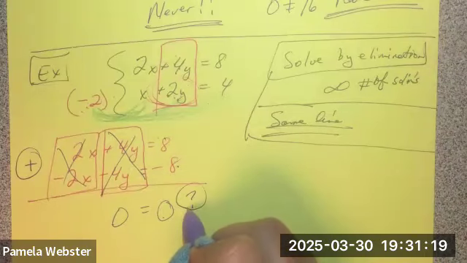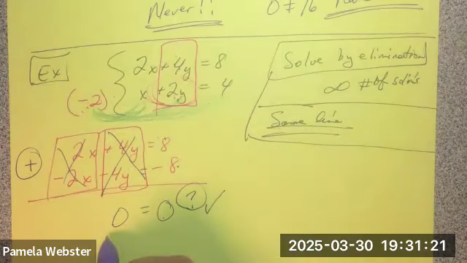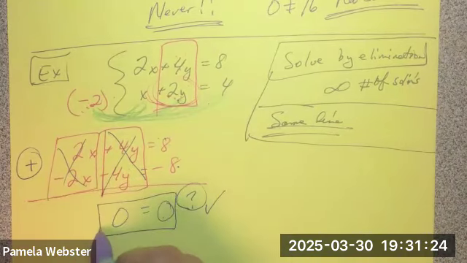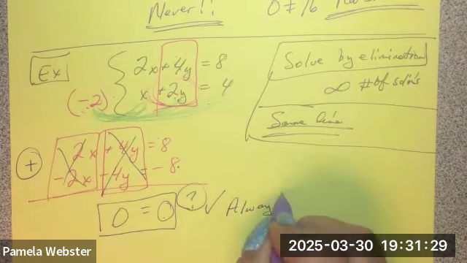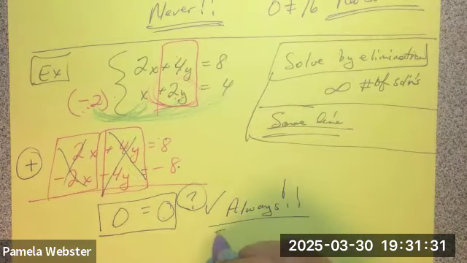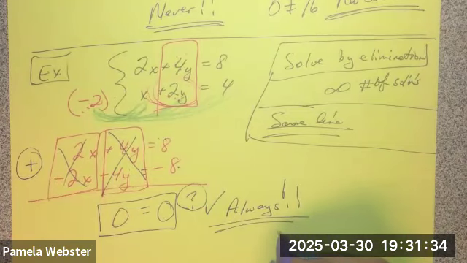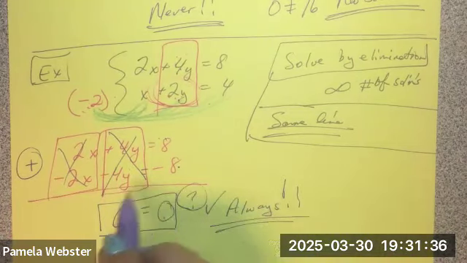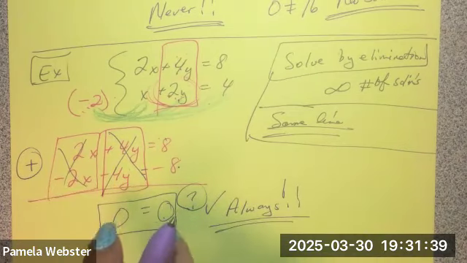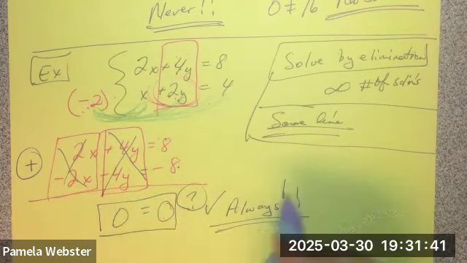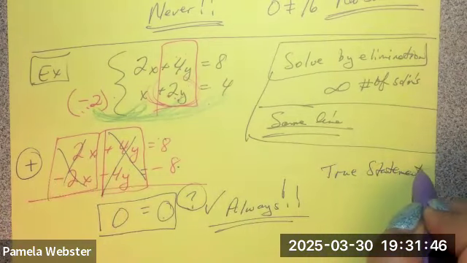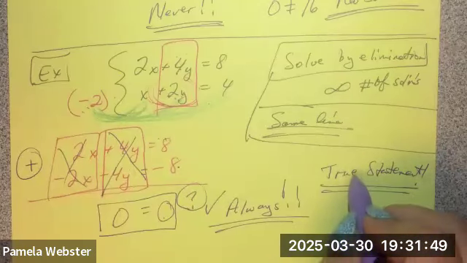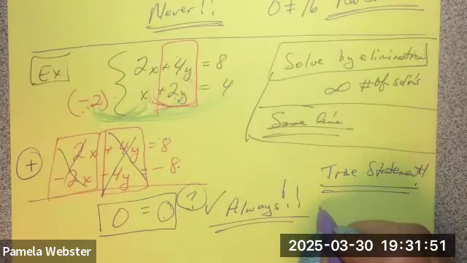0 equals 0. Is that a true statement? That is. In fact, when is 0 equal to 0? Always. 0 is always equal to 0, right? So that means no matter what number I put in here, I'm going to get something equal to itself. I'm going to get a true statement, always. That's when I know, oh, this is the same line, because it's always true.